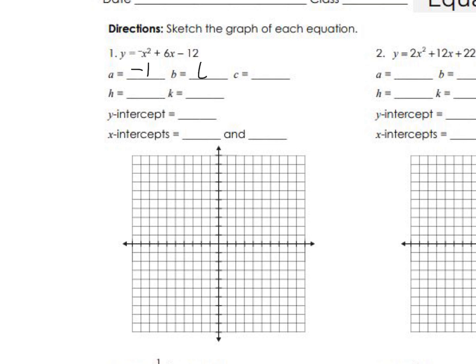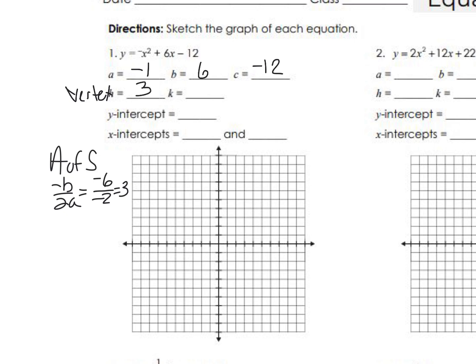A is -1, B is 6, and C is -12. All right, so I need to find my vertex, my H and K. So my axis of symmetry will be opposite of B over 2A. So it's going to be -6 over -2, so 3. So that'll also be my x for my vertex coordinate. I know that A is negative, so it's going to be going down, so my vertex is going to be a maximum point.